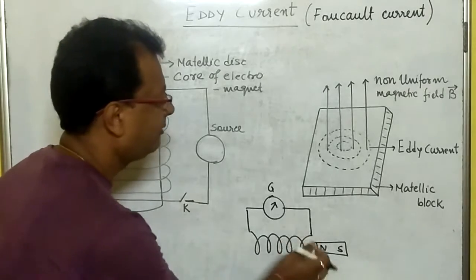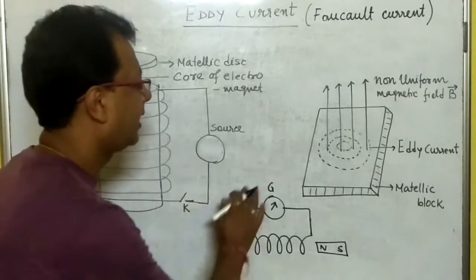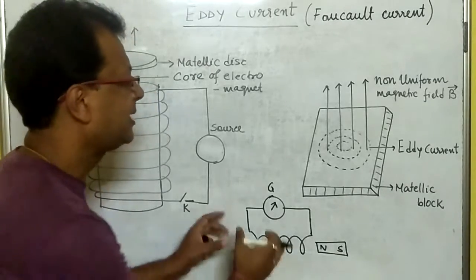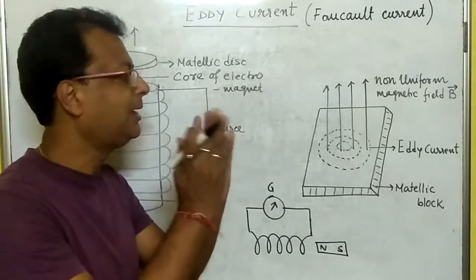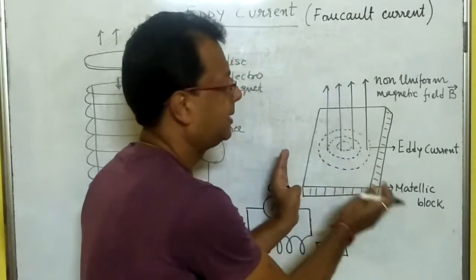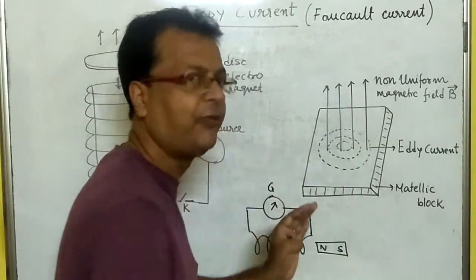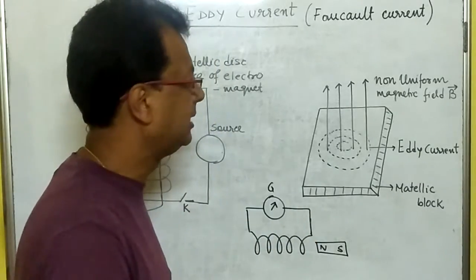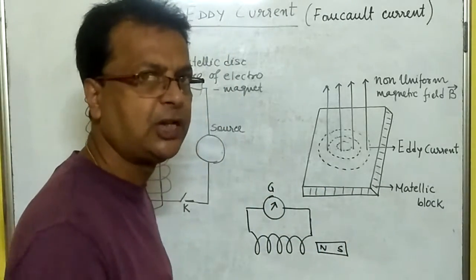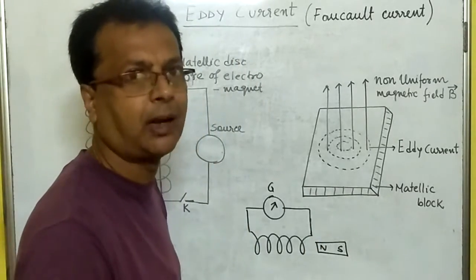In other words, whenever there is a change in flux, a current is induced in the coil, and the current is noted by this galvanometer. Now, instead of a coil, if you have a metallic piece, a big metal piece, a metallic block, placed in a non-uniform field or in a changing magnetic field. Now you know how to change the magnetic field: bring the magnet towards the coil or away from the coil. That is how we change the magnetic field.